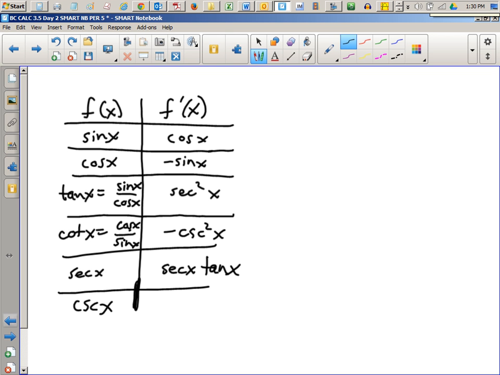Okay. So I will write the answer, but you should really verify yourself. I want to save one of them for you to try. Think of it as 1 over sine and run through the same thing we did with secant. But it comes out to negative cosecant x cotan x.